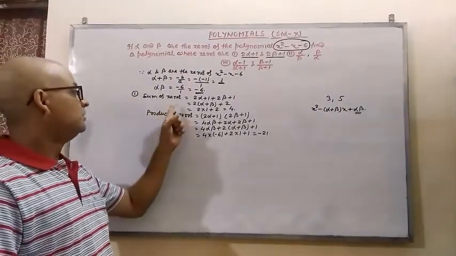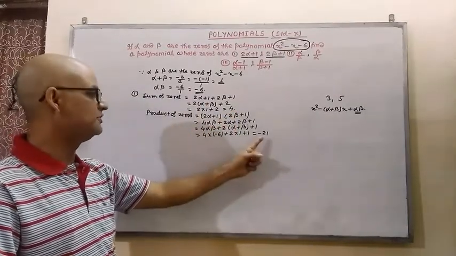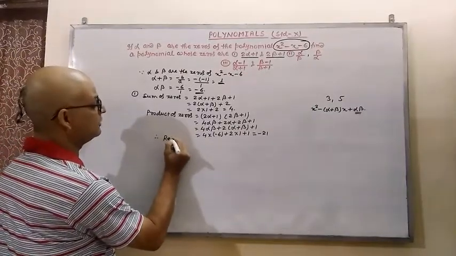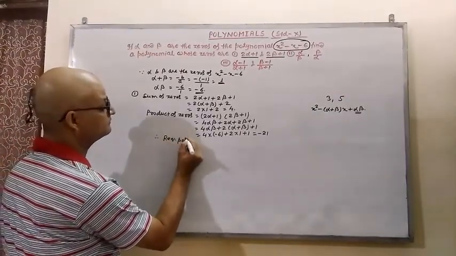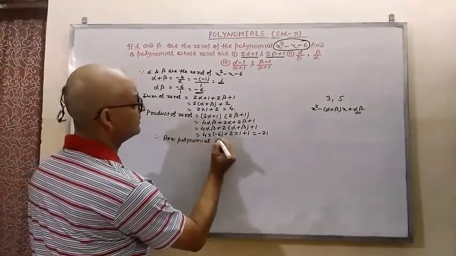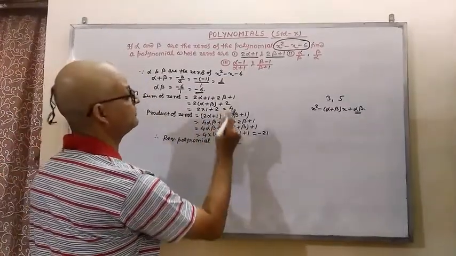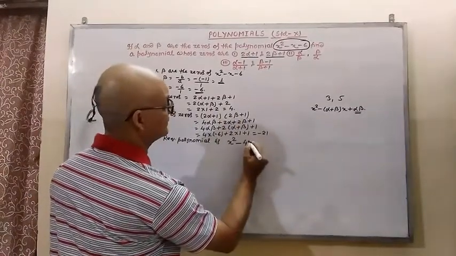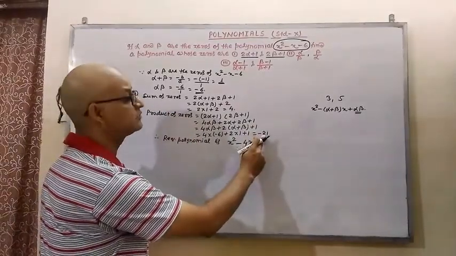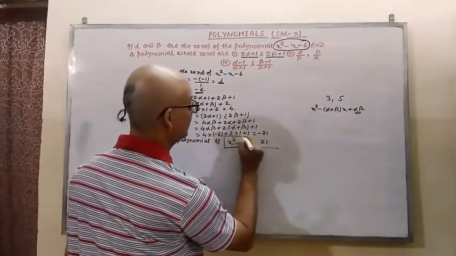So now we get both values, the sum of zeros and the product of zeros of the required polynomial. Therefore, the required polynomial is x square minus sum of zeros, that is 4, into x plus product of zeros. So plus product of zeros is how much? Minus 21. So it is minus 21. This is the required polynomial.